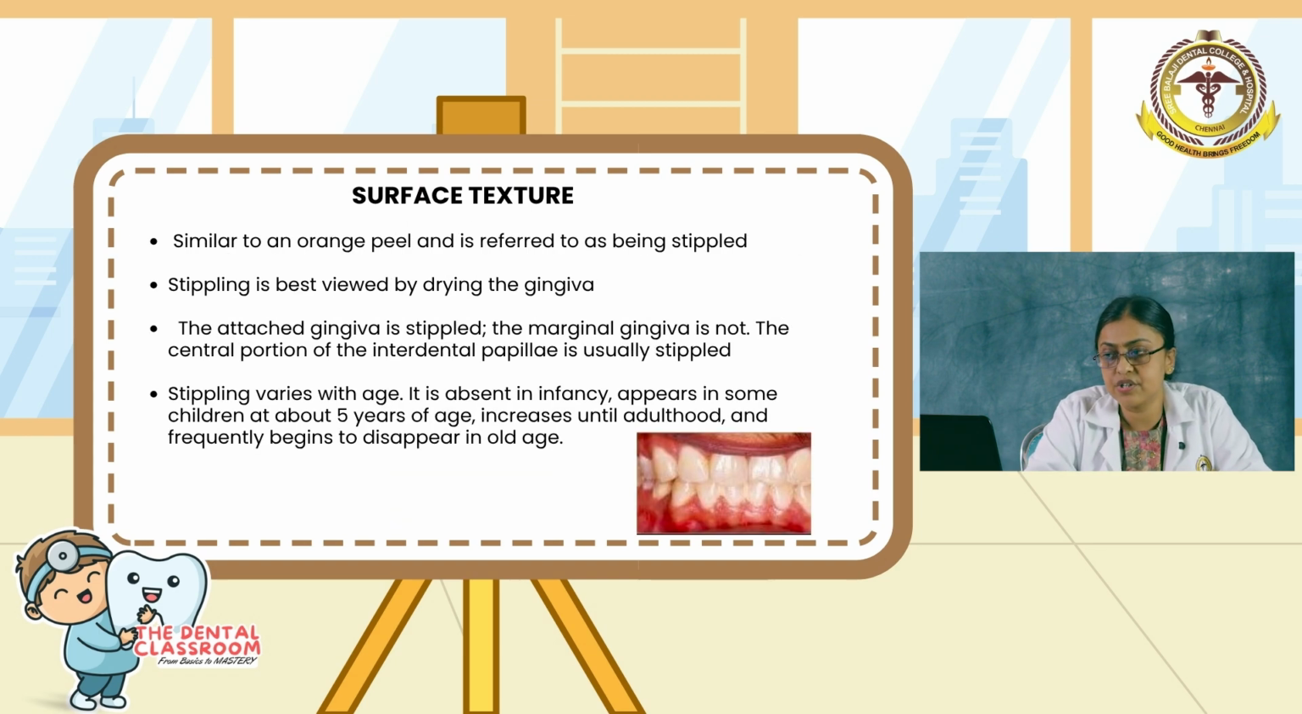Now the surface texture, similar to an orange peel, is referred to as being stippled. Stippling is best viewed by drying the gingiva. The attached gingiva is stippled and the marginal gingiva is not. The central portion of the interdental papillae is usually stippled. Stippling varies with age. It is absent in infancy, appears in some children at about 5 years of age, increases in adulthood and frequently disappears in old age.